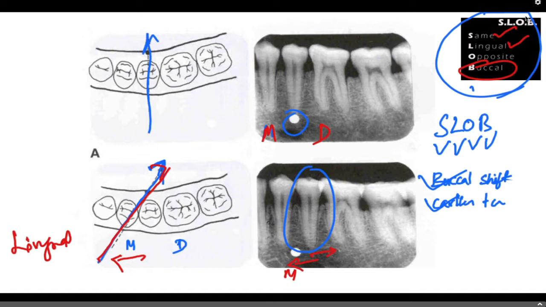Clear? The SLOB rule and its application, because SLOB application can be a very good diagram-based question in your radiology. So I hope you are very clear. SLOB, how to apply SLOB? Just move the angulation of the X-ray tube. When the object is moving towards the same side where you are moving your X-ray tube, then it will be on the lingual side. If it is moving towards the opposite side, then it will be on the buccal side. It's very simple. Done?